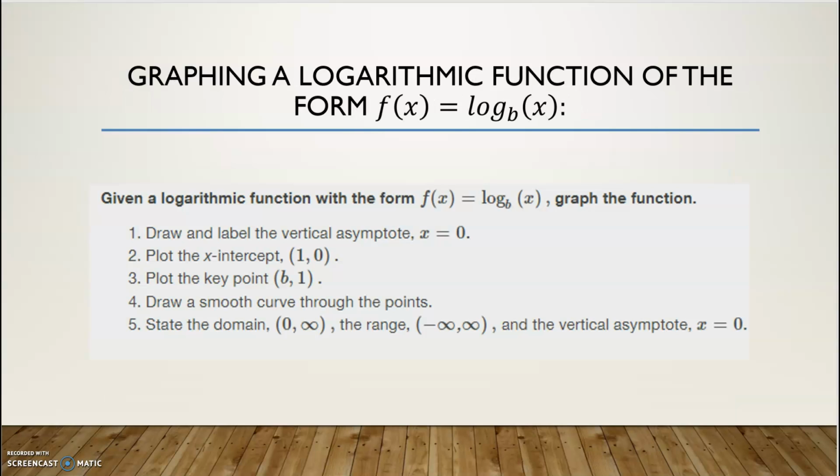Now when we're graphing a log function of the form log base b of x, what we're going to do is draw and label the vertical asymptote, x equals 0, basically the y-axis. You're going to plot the x-intercept (1, 0), plot the key point (b, 1), and then draw a smooth curve through those points. Then you'll state the domain, which is 0 to infinity, the range, which is all real numbers, and the vertical asymptote, which is x equals 0.